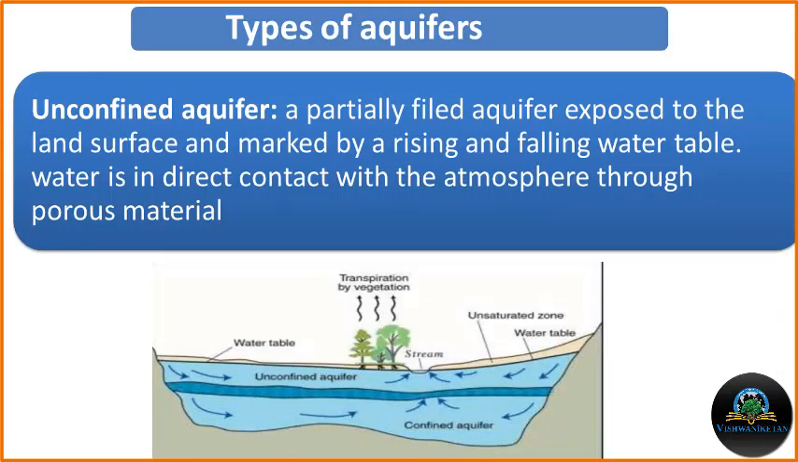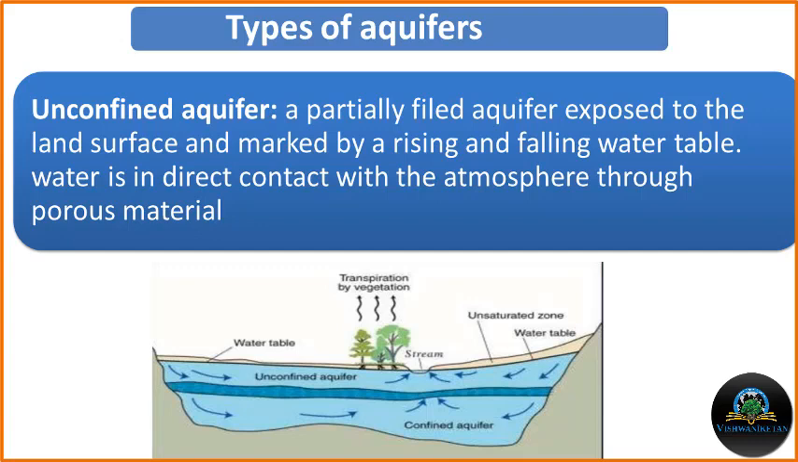Now types of aquifers. Mainly there are two types of aquifer. One is the unconfined aquifer, another is the confined aquifer. An unconfined aquifer is a partially filled aquifer exposed to the land surface and marked by a rising and falling water table. This rising and falling of the water table is directly related to the weather condition.